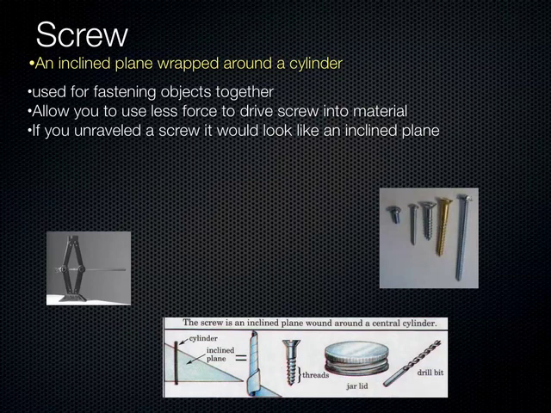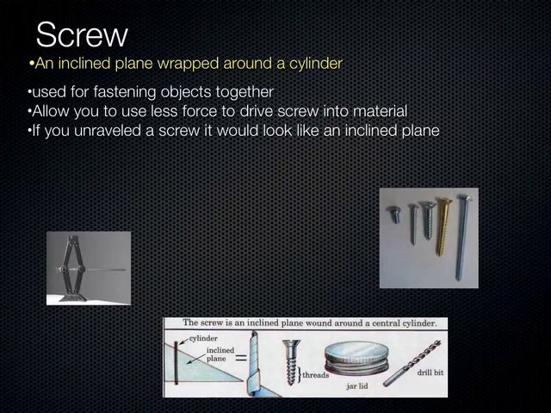If you use a screw to attach two pieces of wood together versus a nail, what's the difference in the force you have to apply? To attach the piece of wood with a nail, what do you have to do? Hit it very hard with a hammer, exerting a great force on that nail. How about a screw? Just have to turn it. Do you have to exert a great force? Not as much as hitting that nail with a hammer. But the trade-off is it takes a lot of distance to do it.